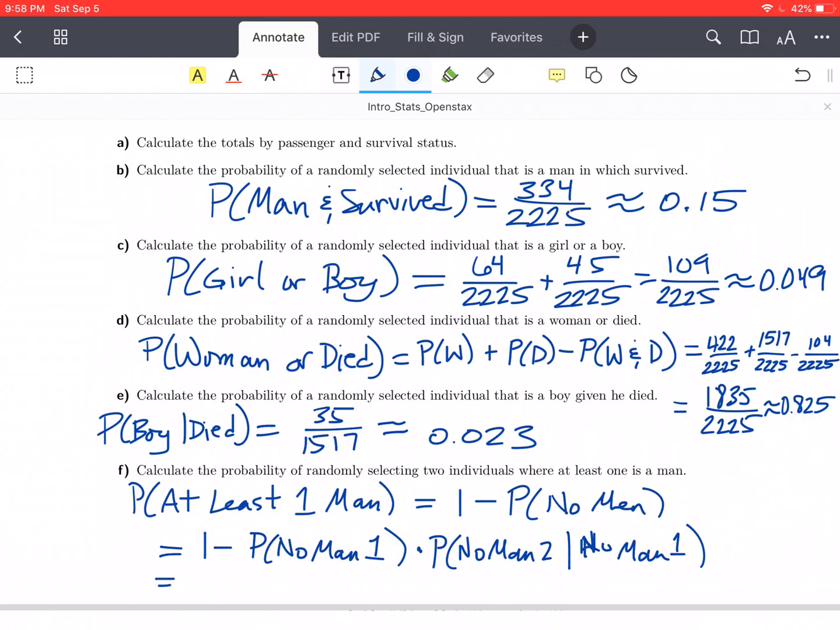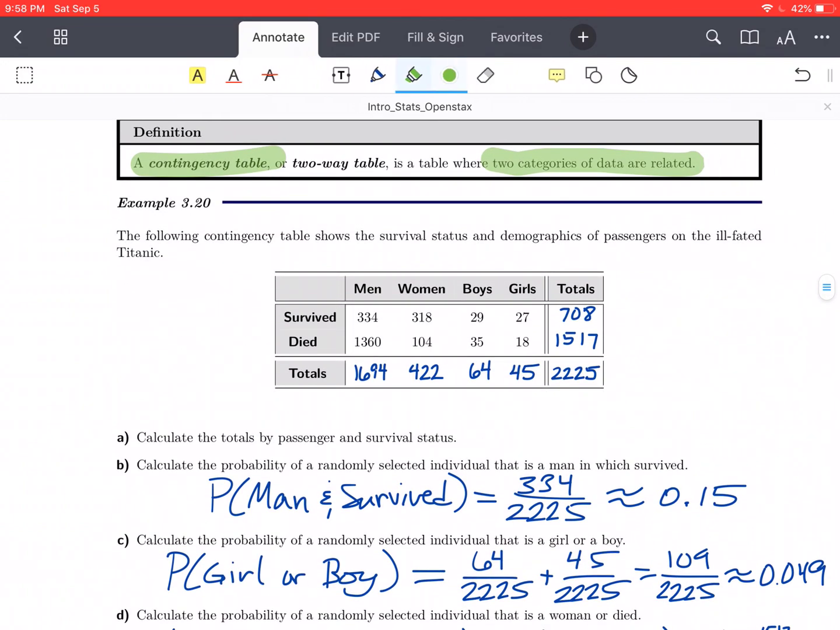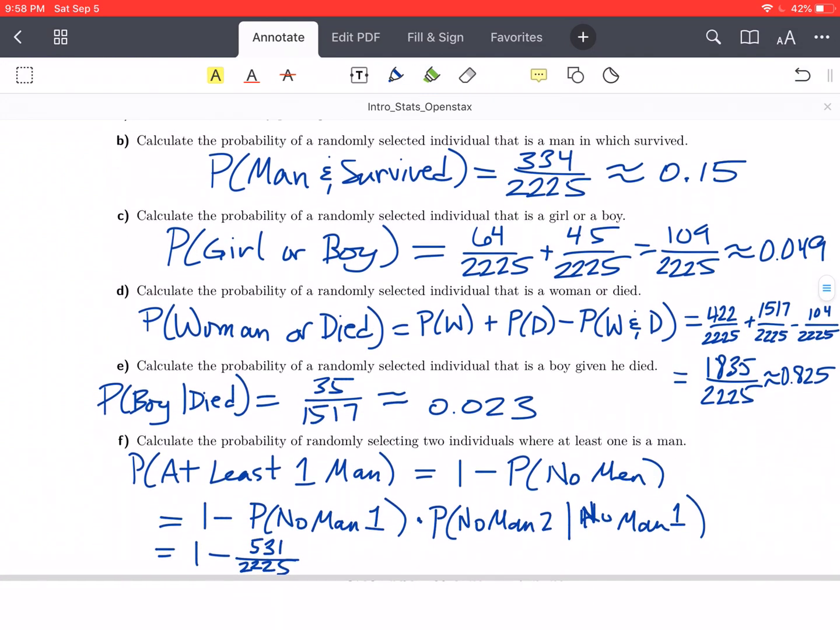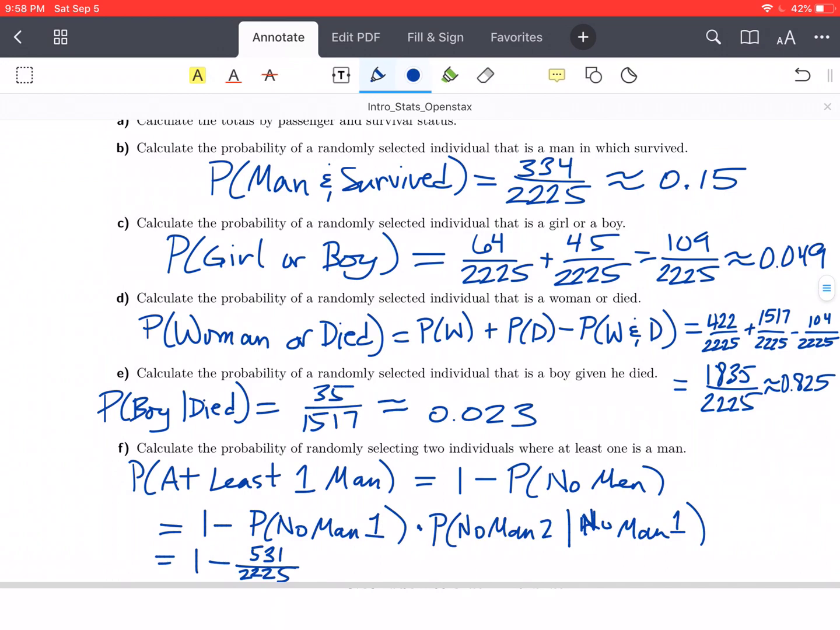Okay, so we're coming right up here on the bottom. We got 1 minus, so there were 531 non-men on board out of the total 2,225. Where am I getting that number from? From up here. There were this many men, there were this many non-men. So add up those numbers, right? The 422, 64, and 45. And that'll give you the 531.